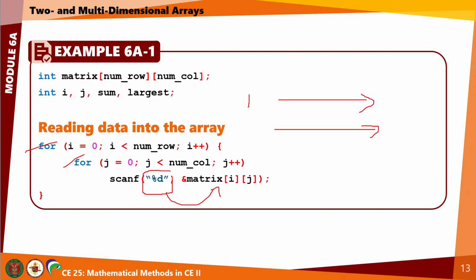ij. Okay? So, ang pag-assign niyan is from left to right ng bawat row. So, row 1 to 0, 1, 2. Hanggang maubos niya lahat. Titigil lang siya yung pag-scan kapag na-complete niya lahat ng elements ng ating matrix or array. Right?